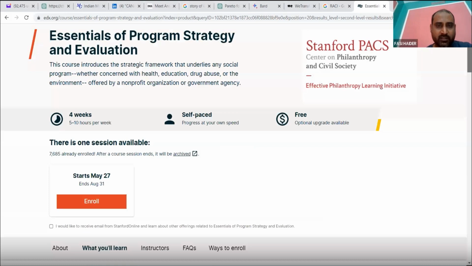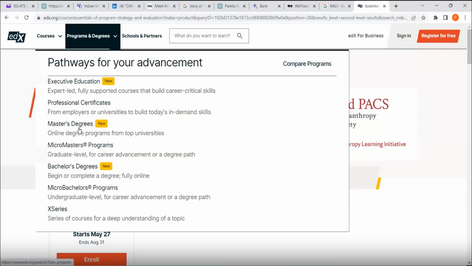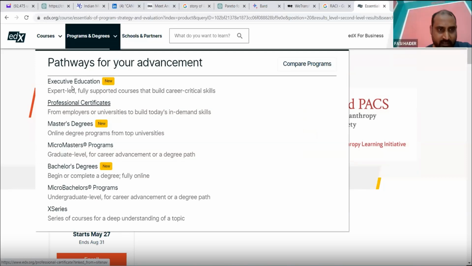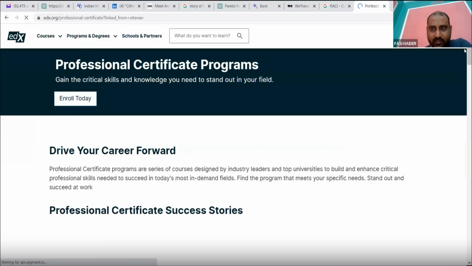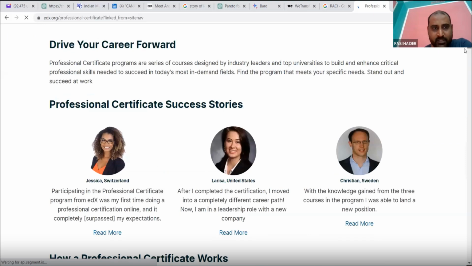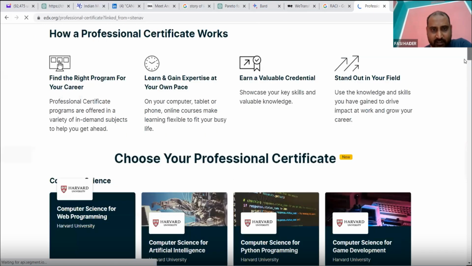So do a small thing. Clear? Yes. So we'll have to search. There's no filter for free. That's what I understand. I think professional certificates it will be. Yeah. See, these are the free one. Definitely professional certificate. There's a link.